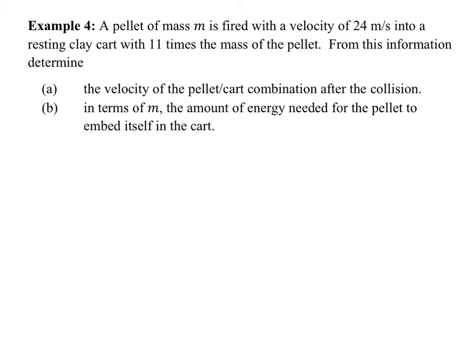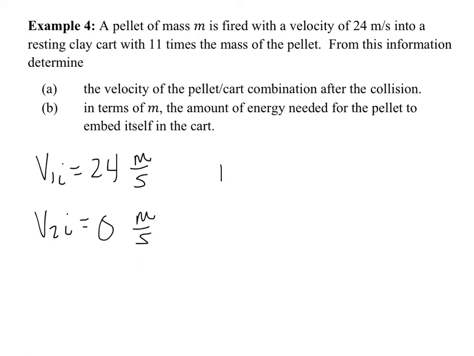So, let's look at part A first. What can I list as my givens here? What can I list as some givens, Jenny? Initial velocity 1 is 24 meters per second. Initial velocity 2 is 0 meters per second. Mass 1 is m. Mass 2 is 11m. Yeah, very good. Okay, everything given from the problem.